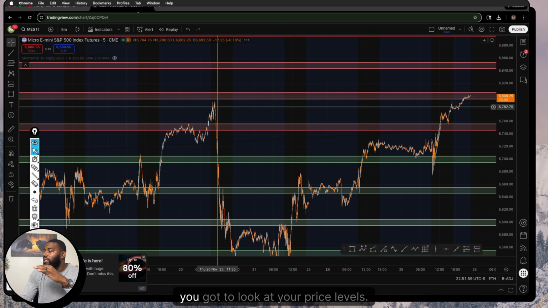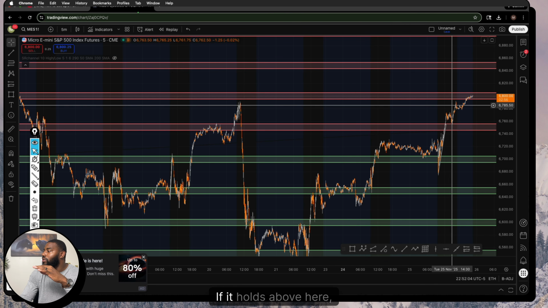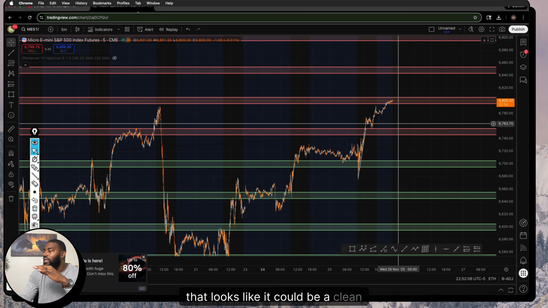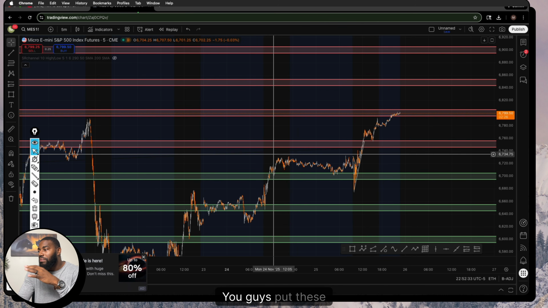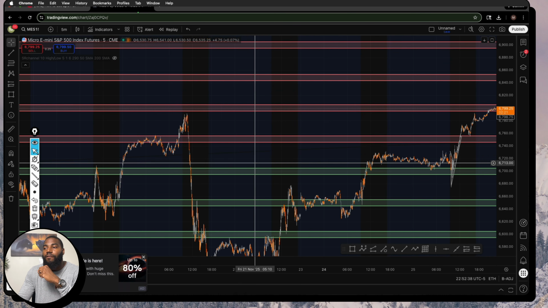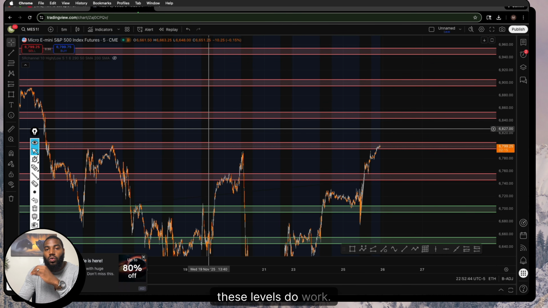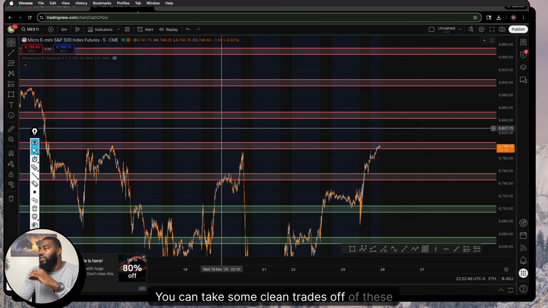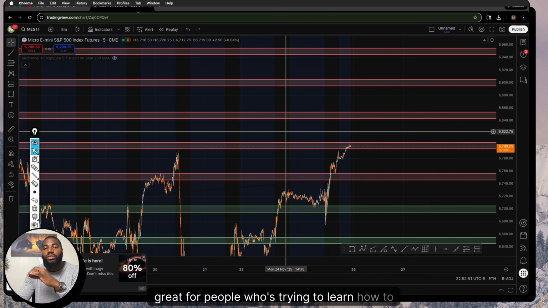And you see, you've got to look at your price levels. You see this reaction here. If it holds above here, that looks like it could be a clean long. Again, controlling your risk is what matters. So that's pretty much the strategy, you guys. Put these zones on your chart and then watch over the next trading days. As you see, these levels do work. You can take some clean trades off of these levels. It's great for beginners, great for people who are trying to learn price action.